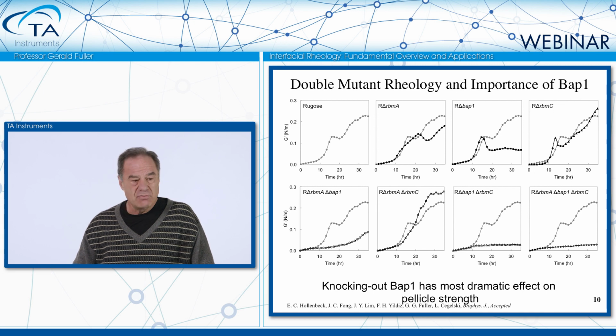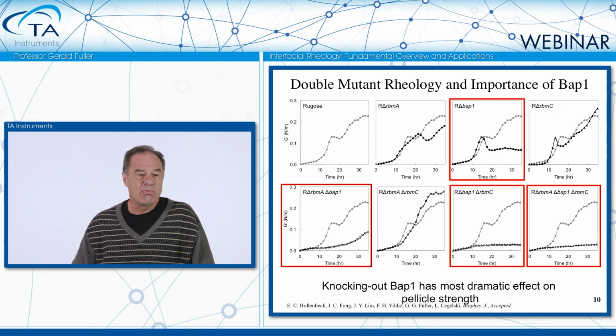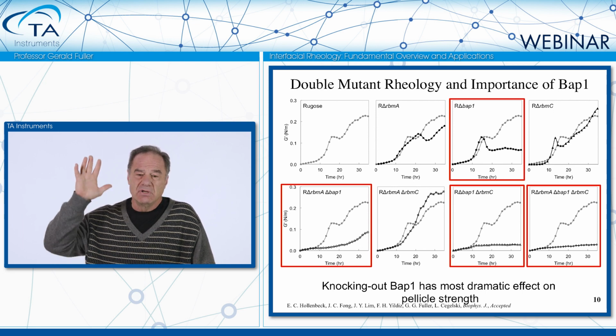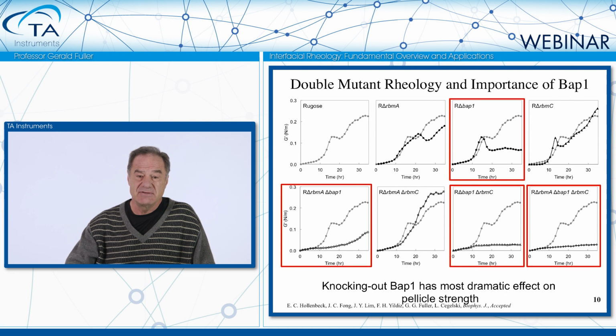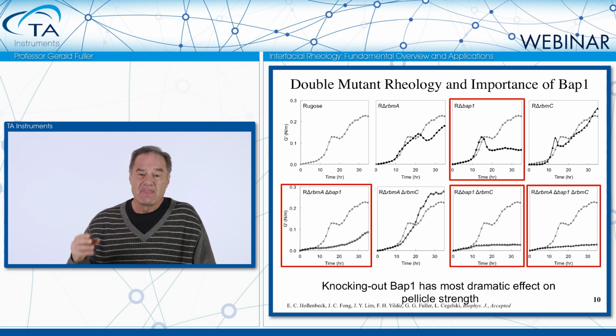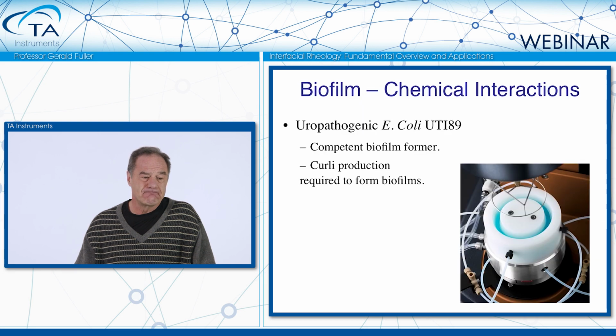And in fact, if you look at every instance where we've knocked out BAP1, delta BAP1, or a double mutant where one of the mutants knocked out is BAP1, or the triple mutant, those all have unrecoverable diminutions in the modulus. So we think we found the principal protein responsible for the tenacity of that biofilm associated with cholera. So that's one application.